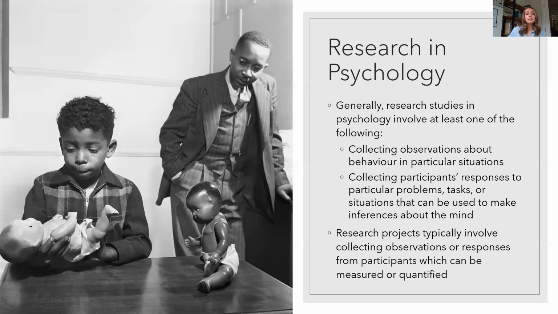So those are just examples of potential research methods that psychological researchers can use. Research projects in psychology typically involve collecting observations or responses from participants, which can be measured or quantified. And that's a really important point. So for this reason, in your own research project, you will need to choose variables that can be quantitatively measured. Of course, it would be very difficult for me to generate numerical data for you to analyze otherwise. So we can talk more about that though in future tutorials.